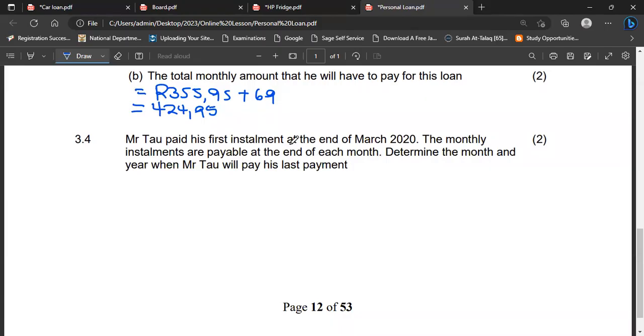Mr. Tau paid his first installment in March 2020. The monthly installments are payable at the end of each month. Determine the month and the year when Tau will pay his last. Remember, 2020, he has taken 4 years. So he has to end in 2024. By then, this is March. So he will end in March 2024.